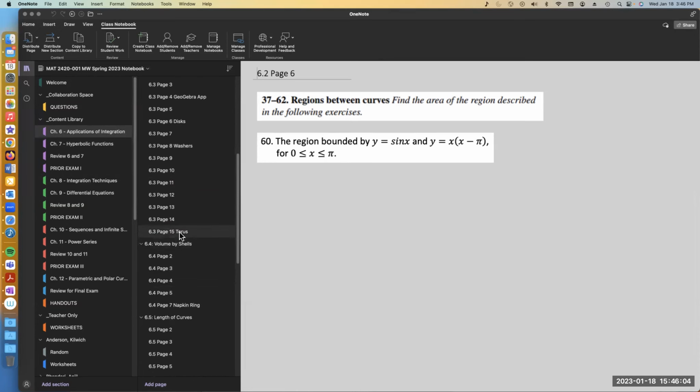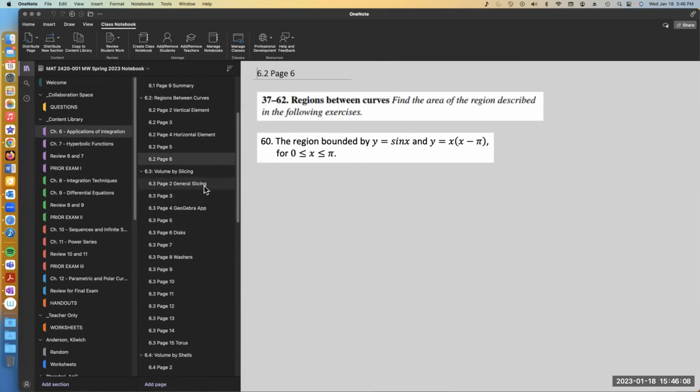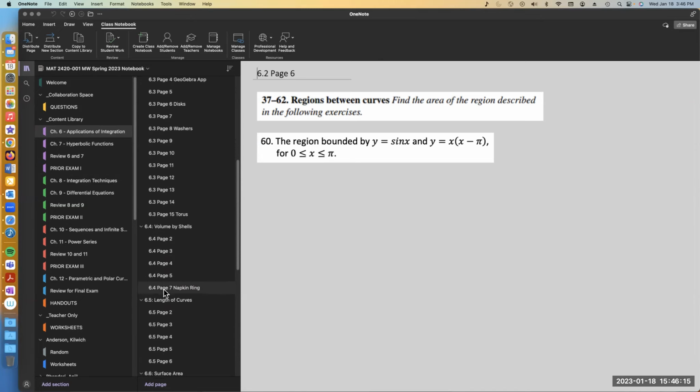So we'll be finding volume with things called shells, washers, and discs. And so you should be able to do all the volume piece as soon as we finish 6-4.